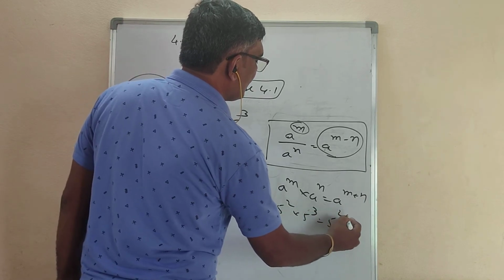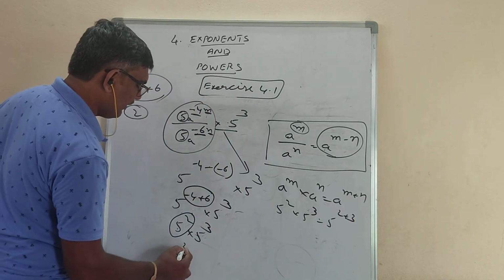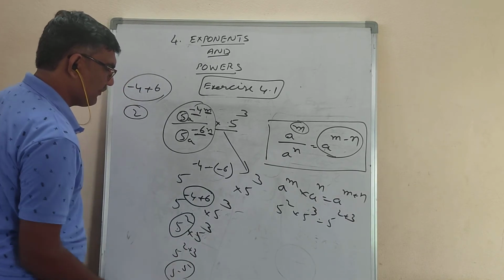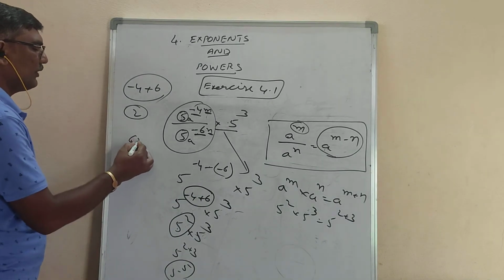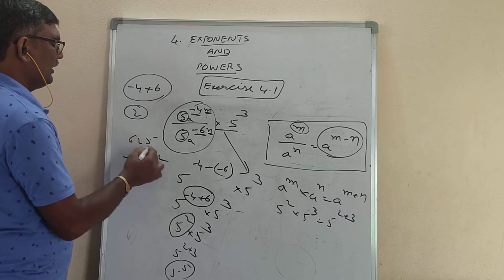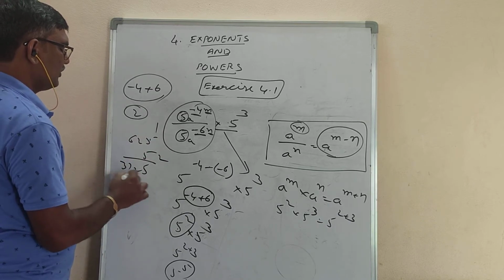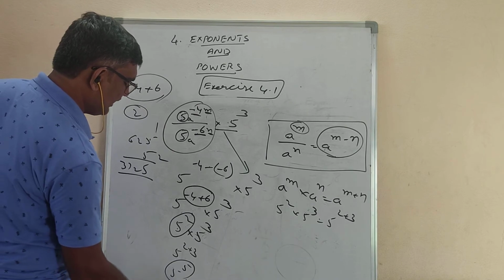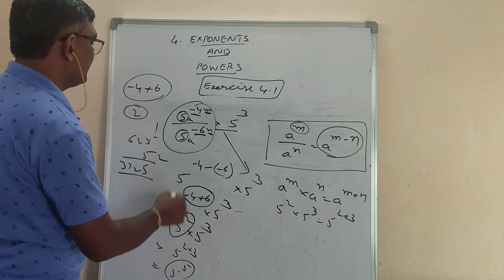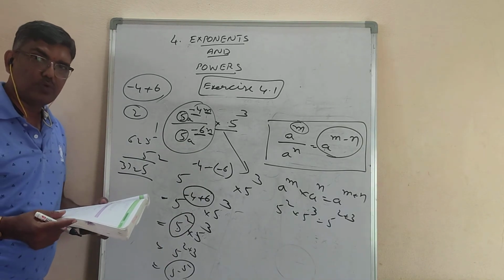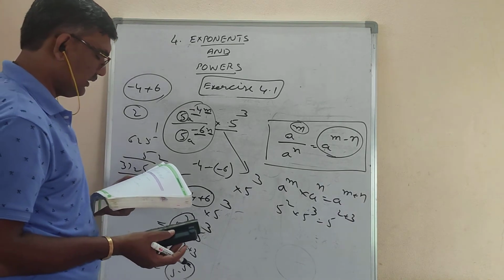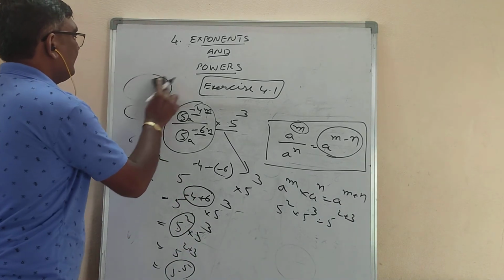So 5 power 2 plus 3, which is 5 power 5. 5 power 5 means 5 fives are 25, then 125, 625, and you are getting 3125. So this is the answer for this question. If you do it 2 or 3 times, you will understand this. Okay. Next we will go with the next problem, the third problem.